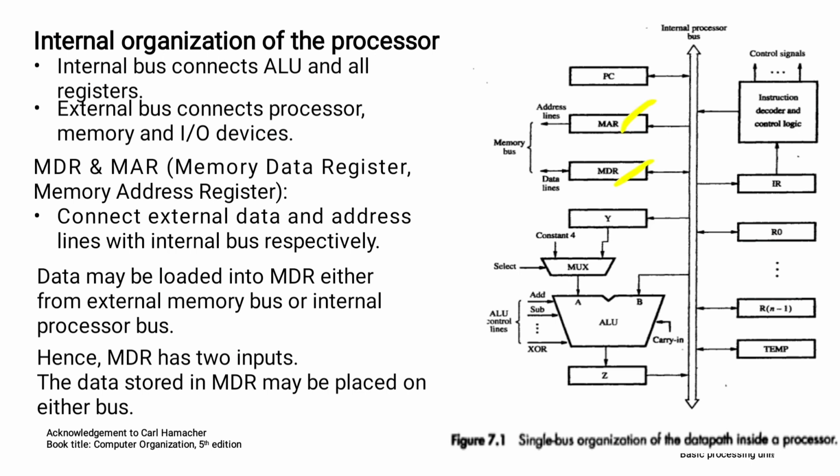This MAR and MDR connect the external bus to the internal bus. So data may be loaded into MDR either from the external memory bus or the internal processor bus. That is, the data may be loaded into MDR either from the internal bus or from the external bus. Hence, MDR has two inputs. The data stored in MDR may be placed on either bus, meaning the data in MDR may be sent to either the internal bus or the external bus.